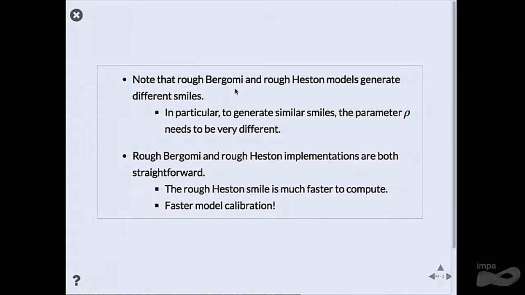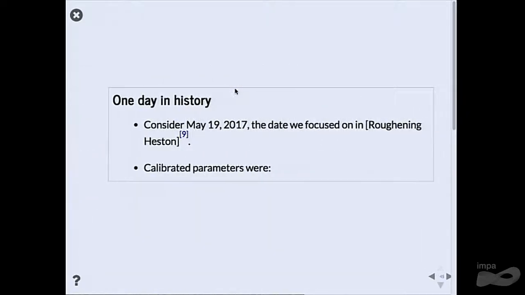So the point is here, the rough Bergomi and rough Heston implementations are both straightforward. And the point I want to stress to you, if you're a student or even an academic, is that this is not just theoretically the case. I'm not just claiming this to be the case. I'm giving you the code. So I strongly urge you to play with the code afterwards.